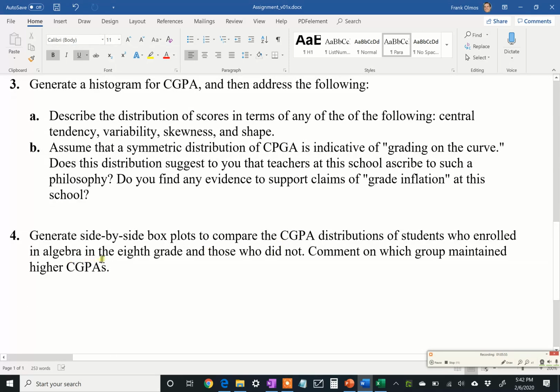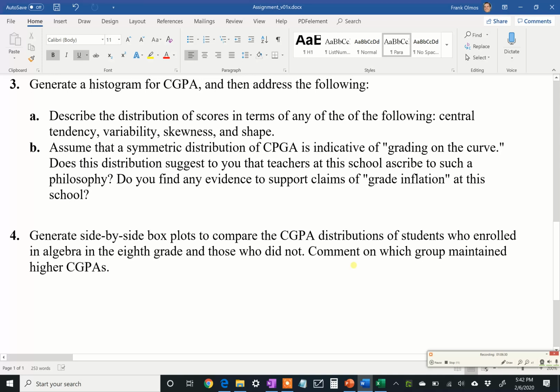And then the last part is to generate side-by-side box plots for cumulative GPA for students enrolled in algebra in 8th grade and those who did not. Since we're a bit limited on time, I'll do this outside of class and post it on YouTube. All you need to do is watch the video and follow the steps. The only difference is you select all of the data, but in my case, I'm just going to select a portion.